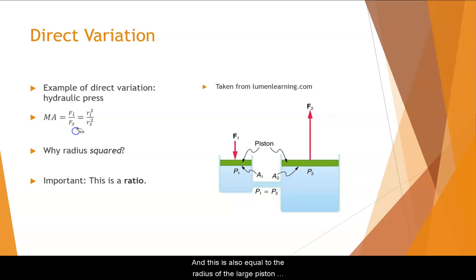And this is also equal to the radius of the large piston squared divided by the radius of the small piston squared. So there's our proportion right there. Force of the large divided by force of the small equals the radius of the large squared divided by the radius of the small squared. So this is a ratio. Let's do a problem.